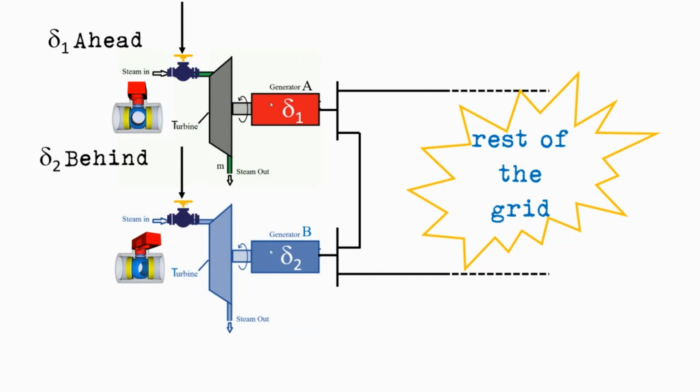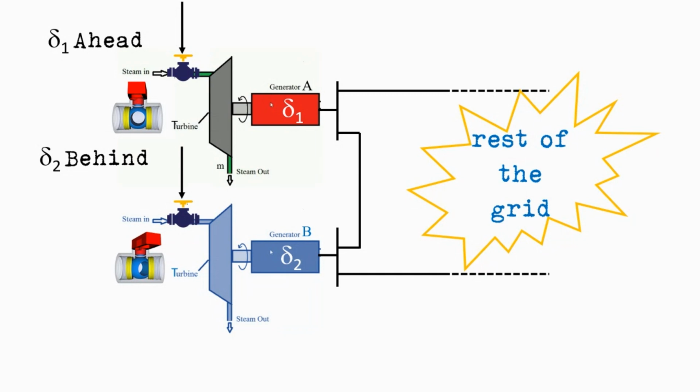Remember the equation. Delta 1 is ahead, which means this generator will feed more power. Mathematical explanation, simply from the equation: delta 1, sine delta 1 is more, so more power is there. If there is no governor on this steam turbine, the speed of the generator will go down.